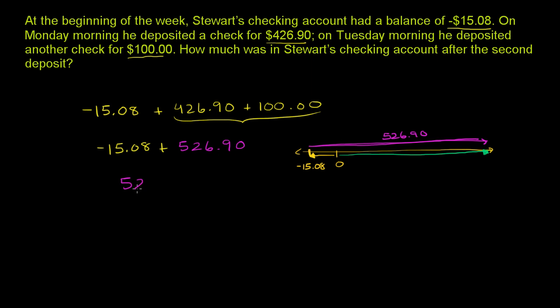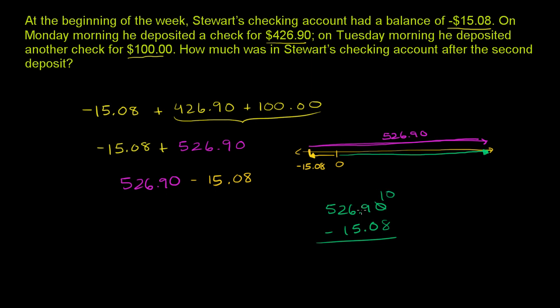That's exactly the same thing as $526.90 minus, adding a negative is the same thing as subtracting a positive, minus 15.08. And this, I will do this in another color, $526.90 minus $15.08. Let's see, 0 is less than 8.